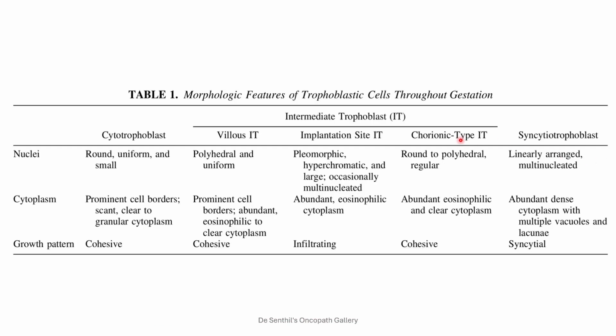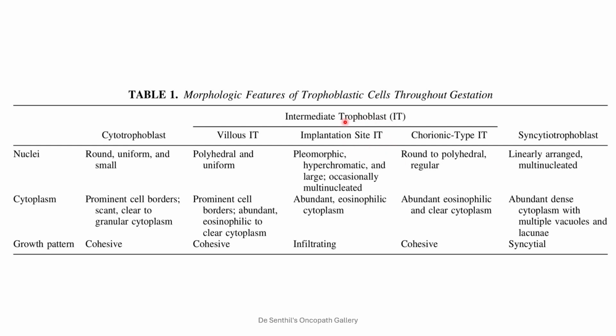This table shows the morphological features of different types of trophoblast. The cytotrophoblastic cells are cohesive. They have prominent cell borders, scant clear to granular cytoplasm, and uniform round nuclei. The syncytiotrophoblast cells are linearly arranged and multinucleated. They have abundant dense cytoplasm and contain multiple vacuoles and lacunae. The villous intermediate trophoblast cells are also cohesive and have prominent cell borders, abundant eosinophilic to clear cytoplasm, and they are polyhedral with uniform nuclei. It will give rise to implantation site and chorionic type intermediate trophoblast.